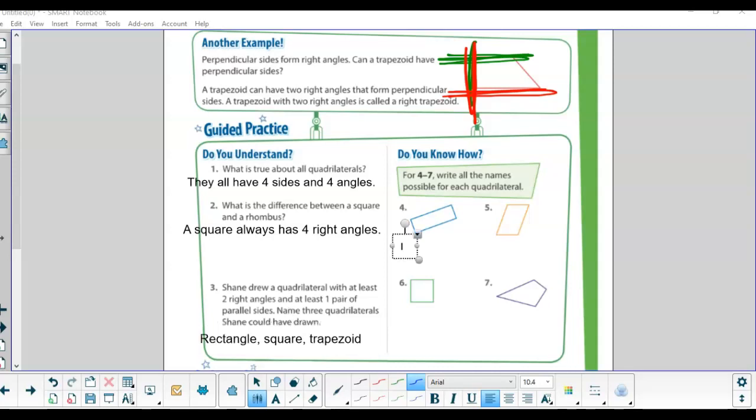All right, so let's check these out. Number 4, we can call this a quadrilateral. So we can refer to any four-sided figure as a quadrilateral. That's a name for any four-sided figure. And then we have their special names. So this figure for number 4 is also called a rectangle.